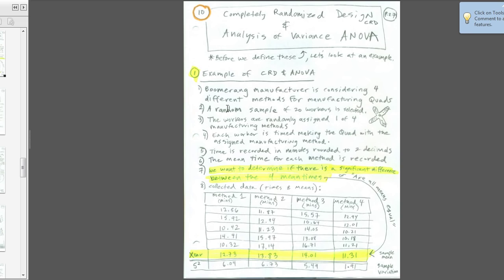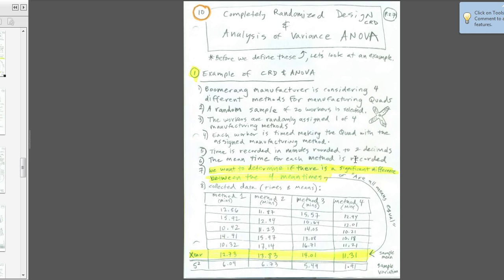In our example, we're a boomerang manufacturer, and we're considering 4 different methods for manufacturing the quad boomerang. There's a little picture of the quad. A random sample of 20 workers: we have 100 workers in our factory, and we're randomly going to select 20. From those workers, the workers are randomly assigned one of 4 manufacturing methods. Each worker is timed making quads with the assigned manufacturing method. Time is recorded in minutes and rounded to 2 decimals.